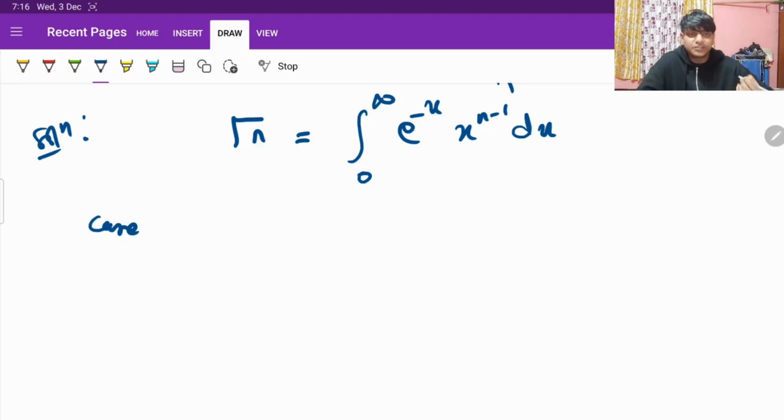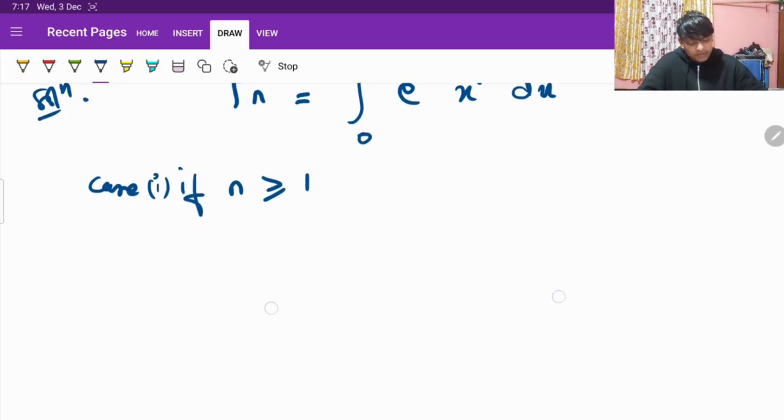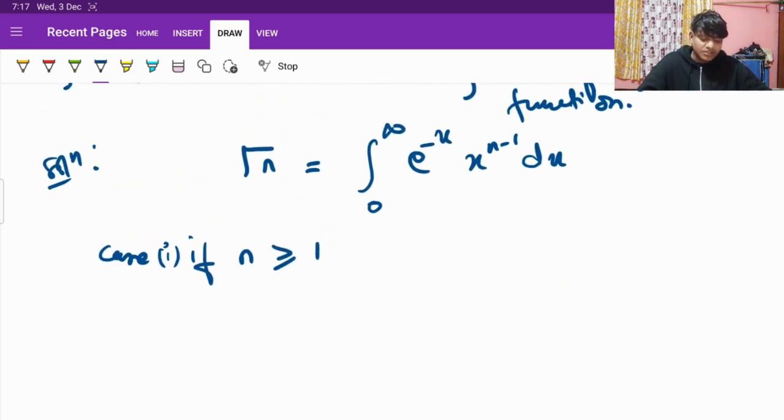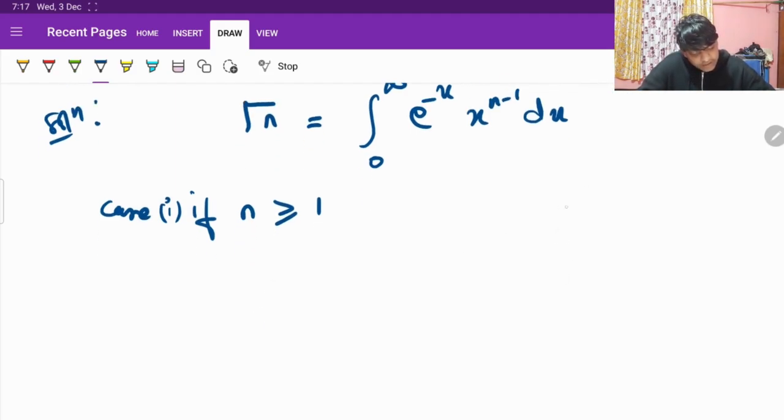Let us do some cases. I'm considering 3 cases. In the first case, I'm taking n greater than or equal to 1. If n is greater than or equal to 1, let us see whether this function has a discontinuity or not. It has no discontinuity when n is greater than or equal to 1, because, as you can see, we have x to the power n minus 1. Let me do some rough work.